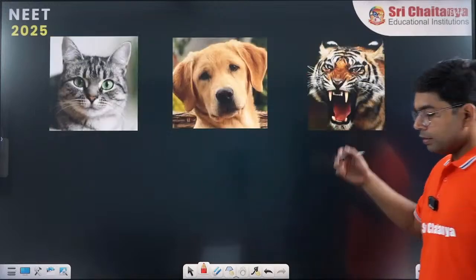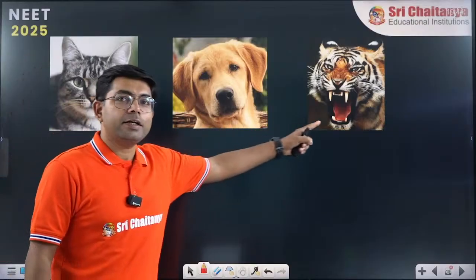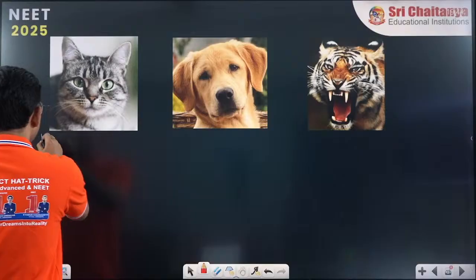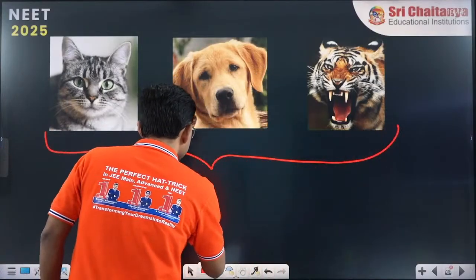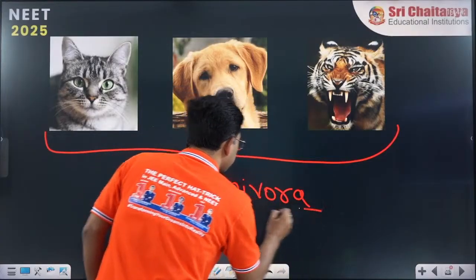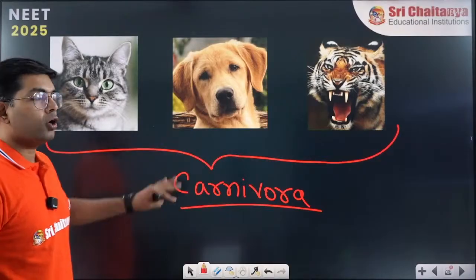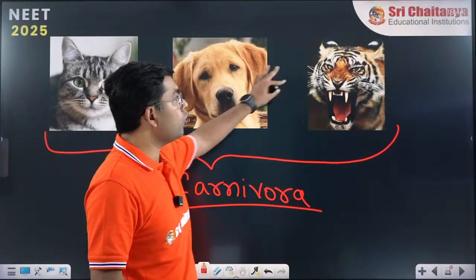Then again here, same diagram. Now what will you say? Their families are different, but they all belong to the same order. And what is that order? Carnivora. They belong to the same order, that is Carnivora. Their families are different, but now all of these three.